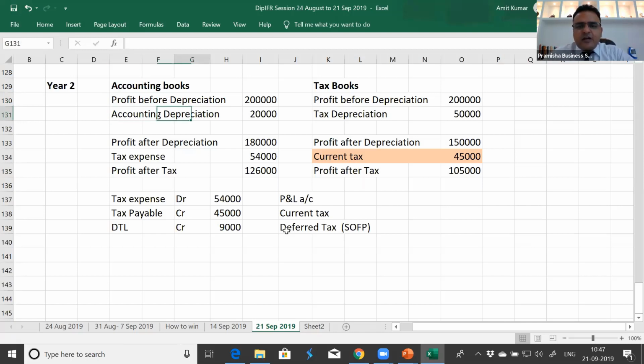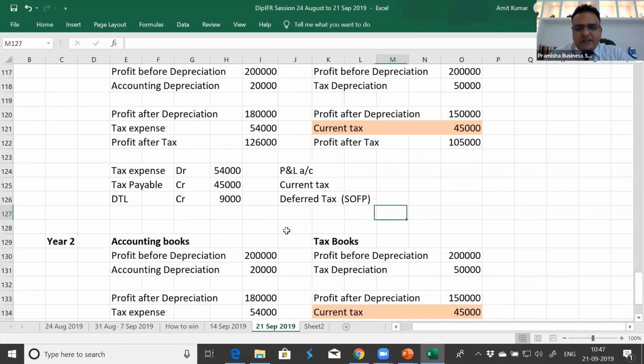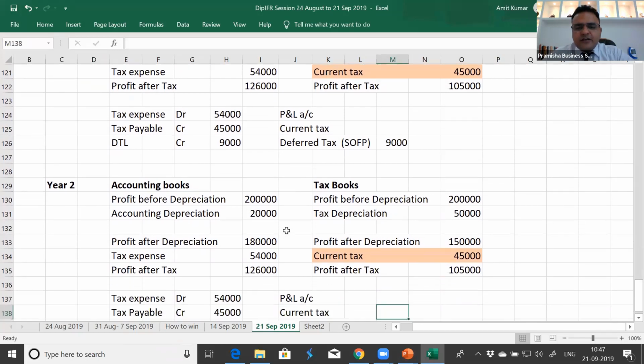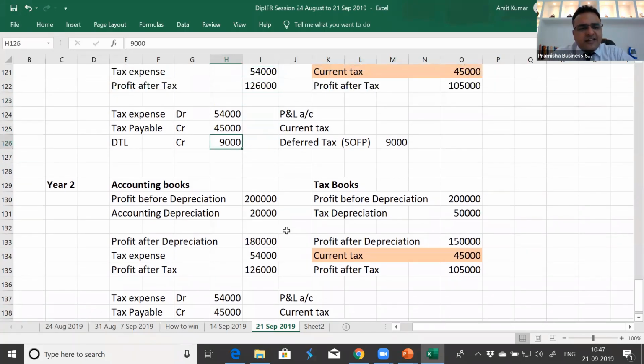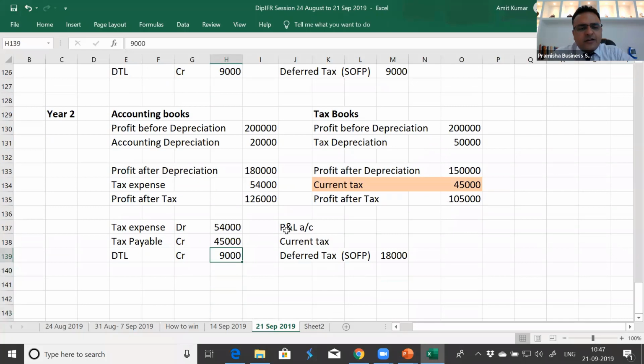And in the second year also we were allowed depreciation of 50,000. Everything remains the same, but the deferred tax balance, which was standing at 9,000 in the balance sheet, has increased by 9,000 in the second year. The balance has reached 18,000 in total. Agree? First year we credited deferred tax liability of 9,000. Second year again we credited 9,000. So our deferred tax liability balance is 18,000.